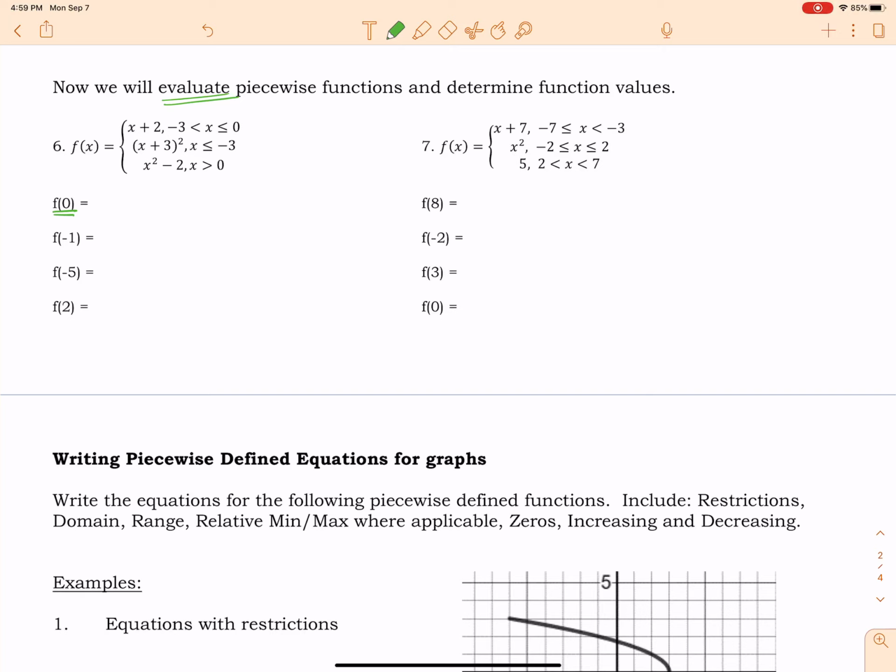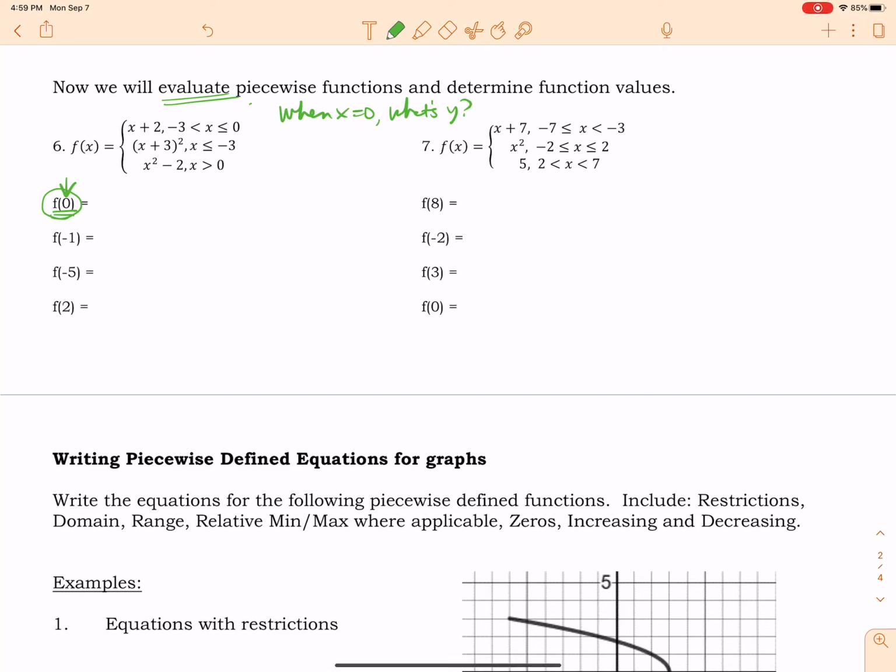All right, so having said that, all you really have to do is pay attention to your restriction because you want to evaluate using the equation that contains the x value you're given. So essentially what you want to do is look at your restriction based on this value. When I look at f of 0, that means when x equals 0, what's y? That's the question I'm asking. Well, I've got 3 choices here. I can't plug it into all of them, so I've got to figure out which one it goes with.